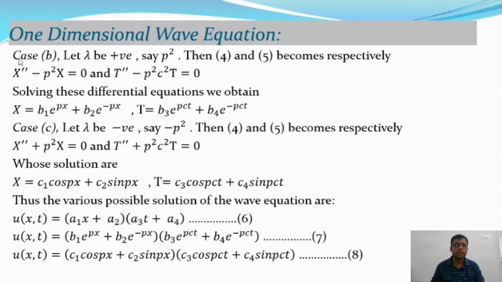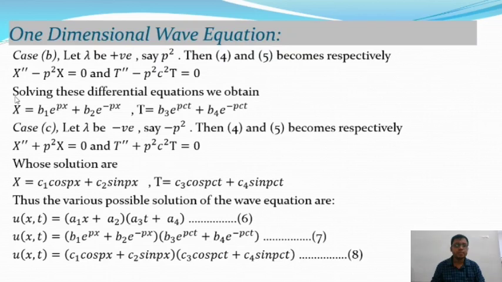This is case number 2, when lambda is positive, say lambda is equal to p square. Therefore equations 4 and 5 become respectively x double dash minus p square x is equal to 0 and t double dash minus p square c square t is equal to 0. To solve these two equations you can apply the D operator method. x double dash minus p square x is a second order differential equation, and you have learned these in the first year or semester 2 also.